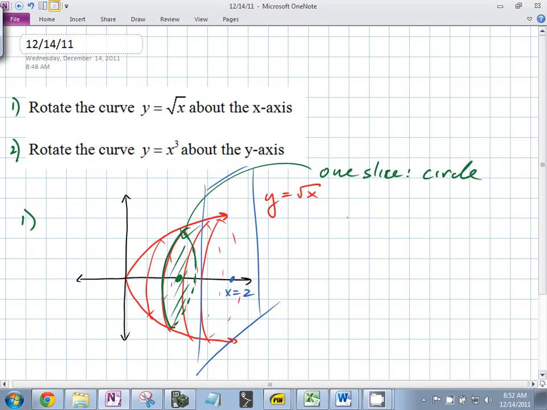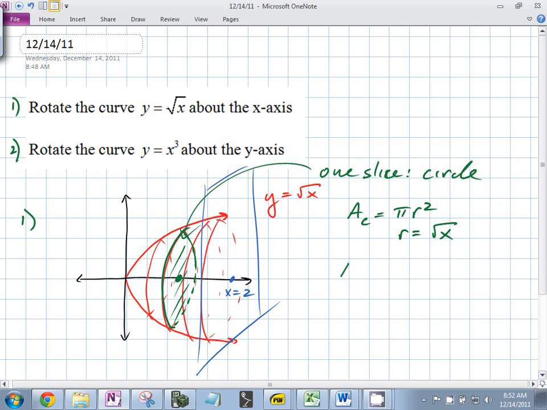Well, the area of a circle is pi times radius squared, right? In this case, our radius is what? Y. Root x. Yeah, it is y. That's key to remember too. There are times when we will need to switch our variables, but this is not quite yet. So it is root x.